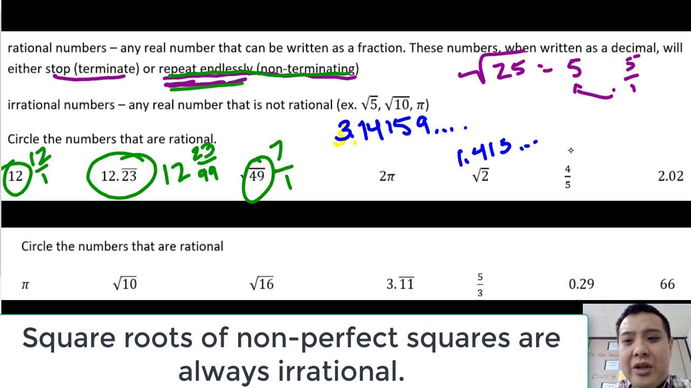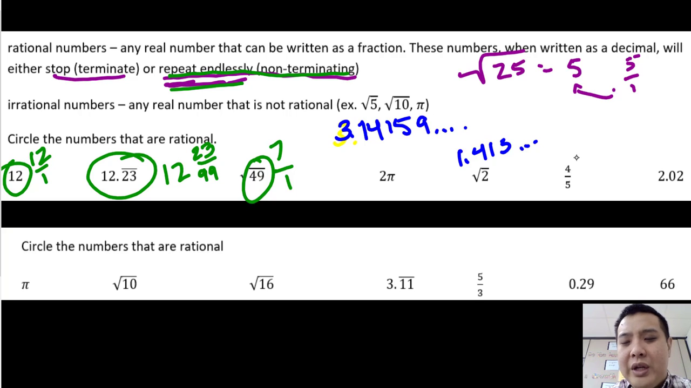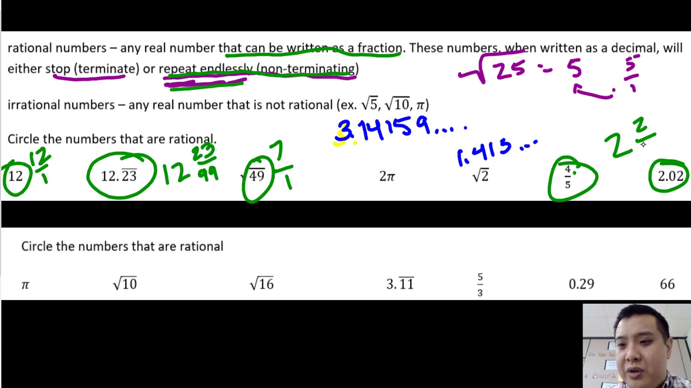4/5 is going to be a terminating decimal, because that's 0.8, but it also can be written as a fraction. Any number that can be written as a fraction. So since this is a fraction, that is going to be a rational number. 2 and 2/100ths is going to be rational because that can be written as a fraction, and it's also a terminating decimal.